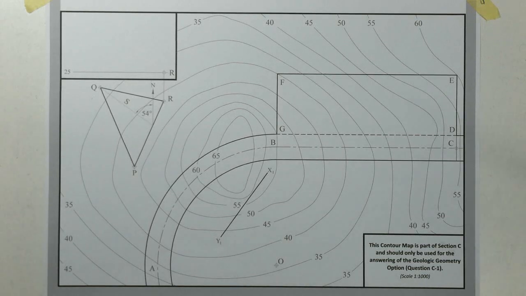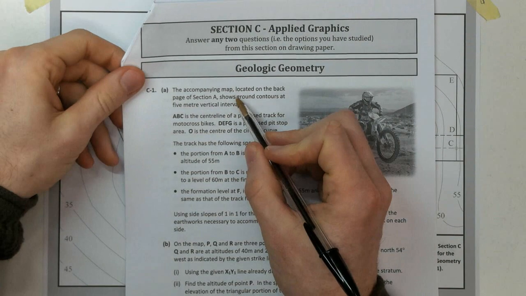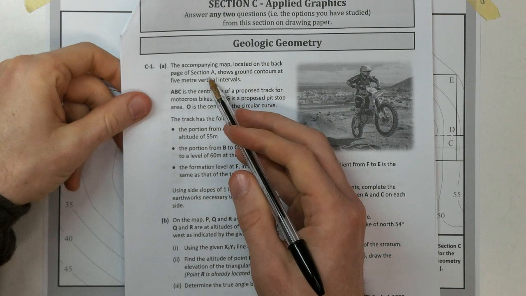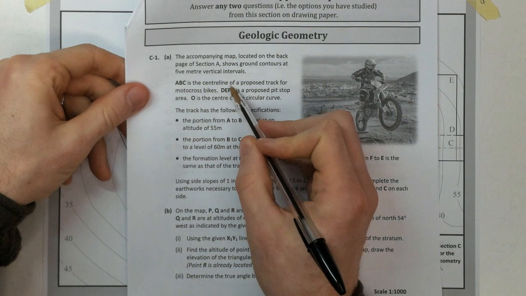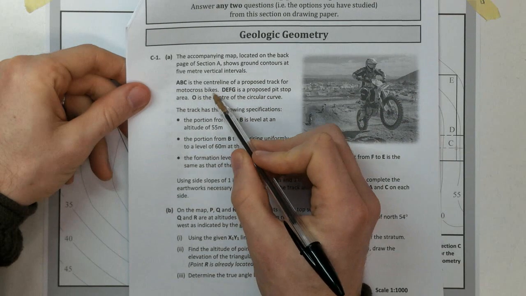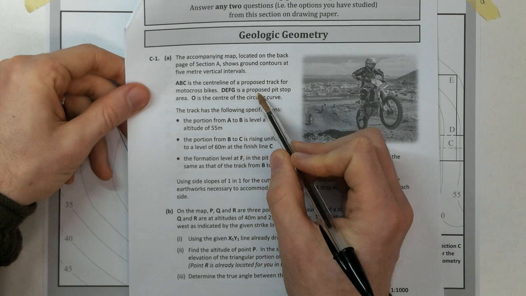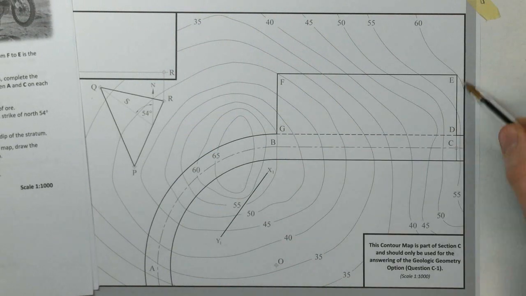Welcome back to the 2019 Section C Geological Geometry question C-1. On the accompanying map, which will be in the back of Section A in your actual exam, we have A, B, C as the centre line of a proposed track for motor prospects. D, E, F and G is a proposed pit stop. So we've got our track here and our pit stop here.